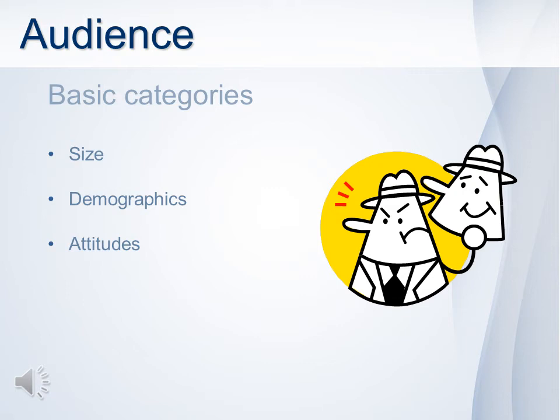The third category is the audience's attitudes. What are the audience's feelings toward the subject or the organization? Is this a crowd you're going to have to win over, or are they already on your side? Your approach will depend on the attitude they have towards your subject.